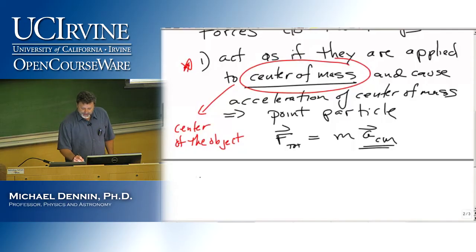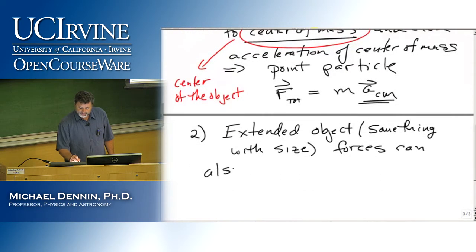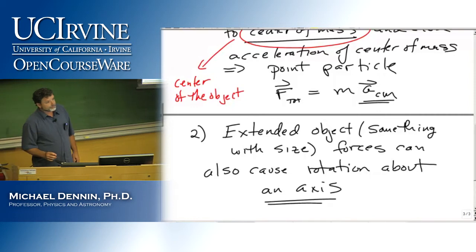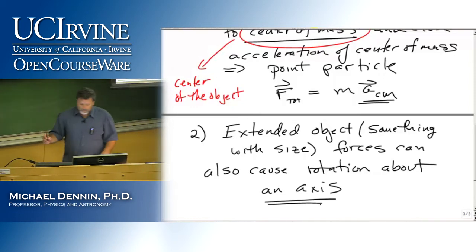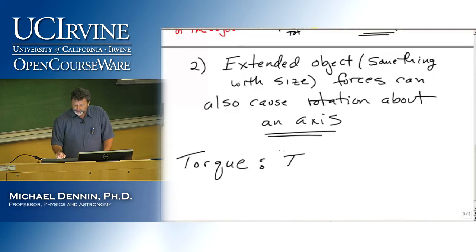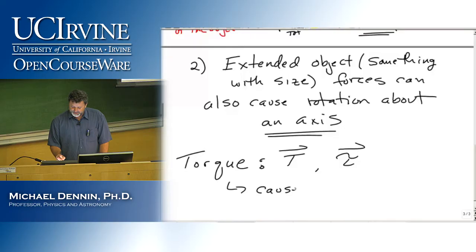And everything we did last week was this part of forces. What we're doing now is adding the other feature for an extended object, something with size. Forces can also cause rotation about an axis. And the way we talk about this, we're going to define a new object called the torque, which will have a symbol capital T or the Greek letter tau. And it's really the torque that causes rotational acceleration.